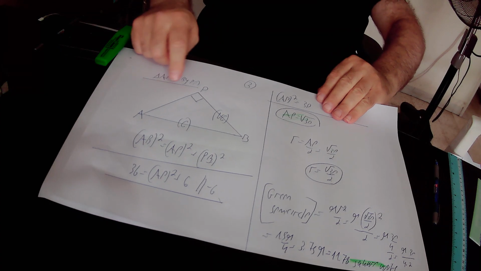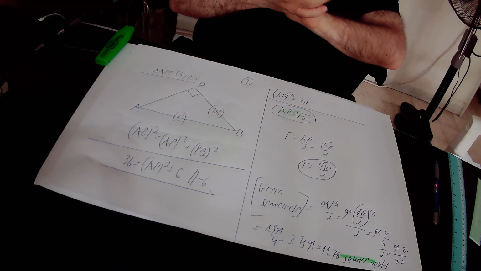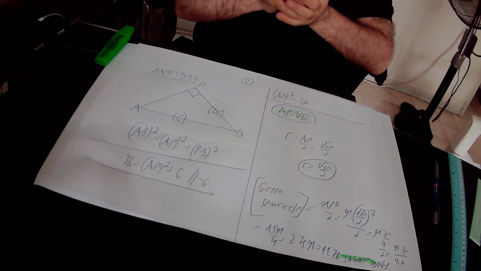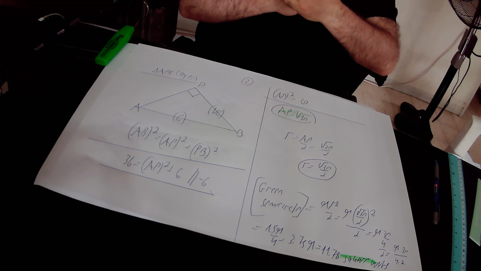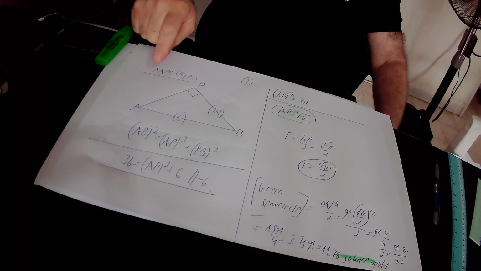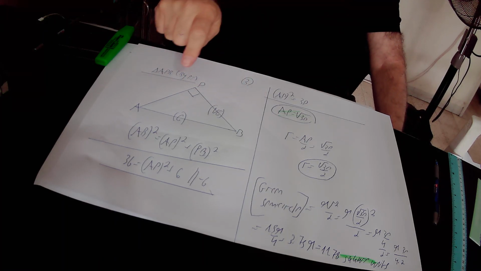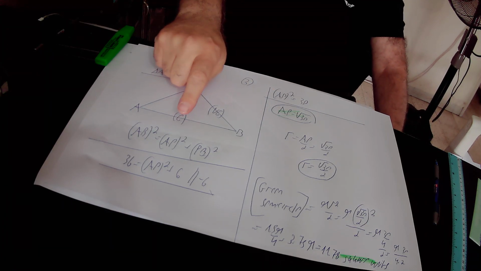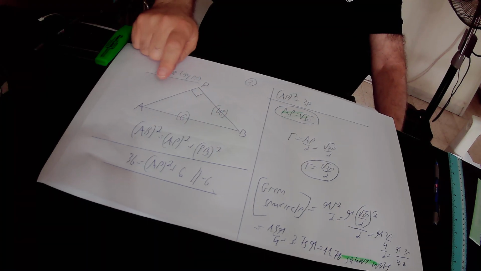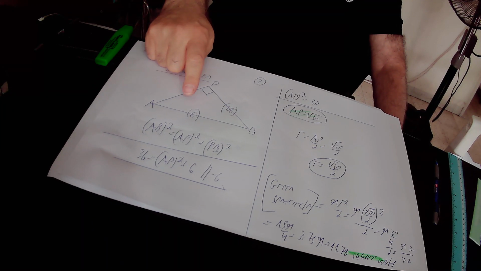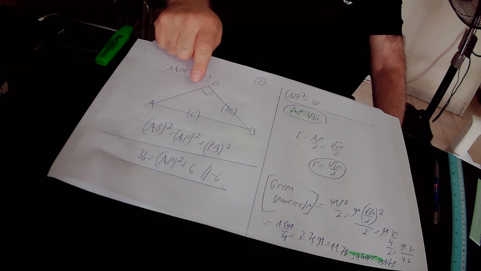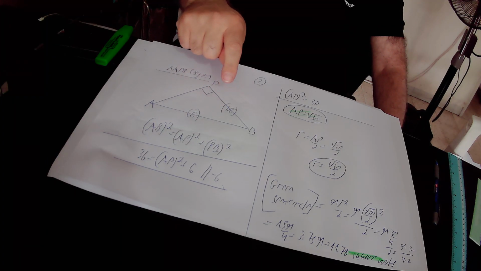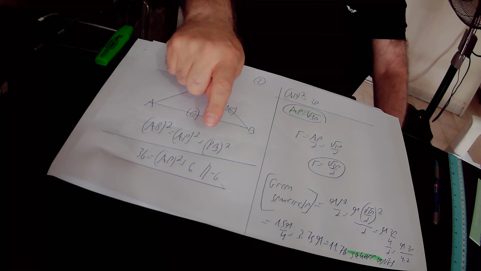This is the right triangle APB. According to the Pythagorean theorem, in any right triangle, the square of the hypotenuse equals the sum of the squares of the perpendicular sides. The hypotenuse in this right triangle is AB, therefore AB squared equals AP squared plus PB squared. AB is 6, therefore AB squared is 36, and it equals AP squared plus PB squared. PB is the square root of 6, therefore PB squared is 6.